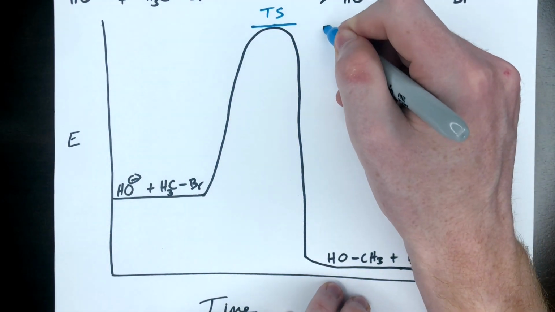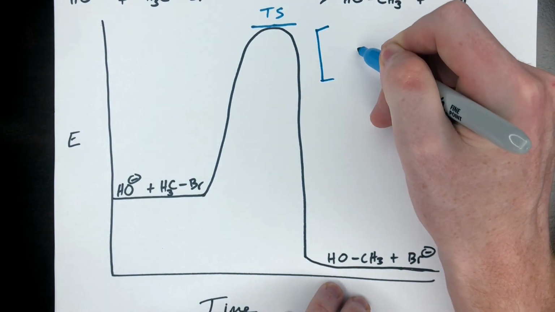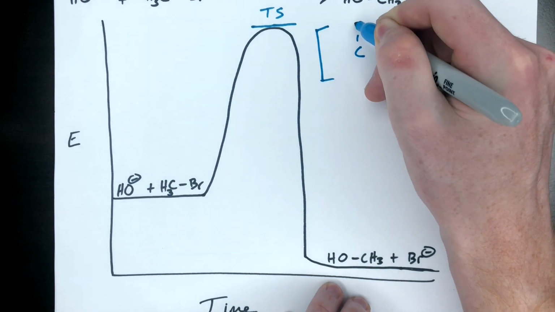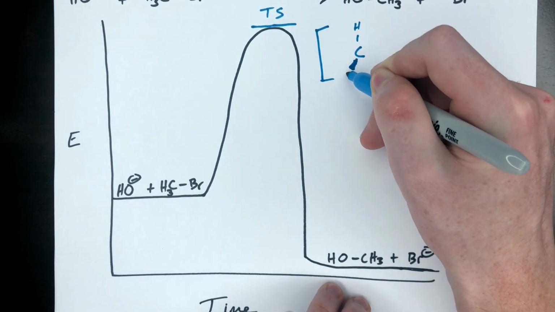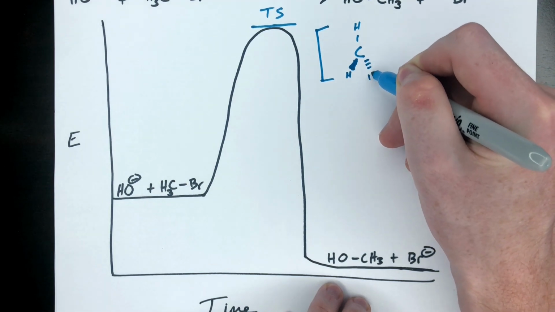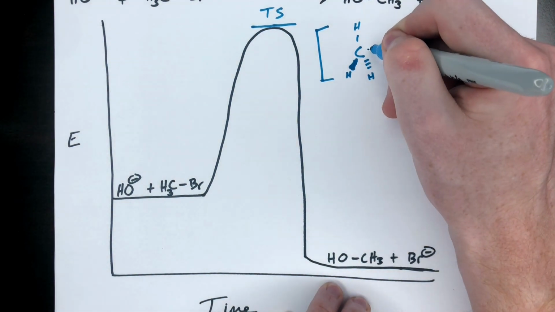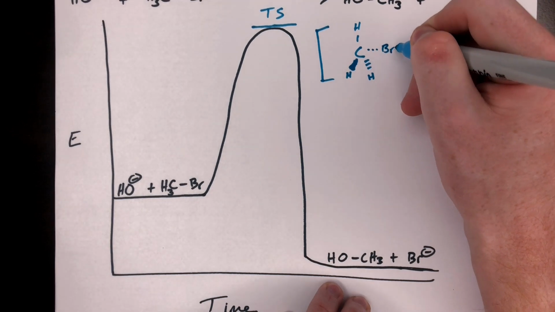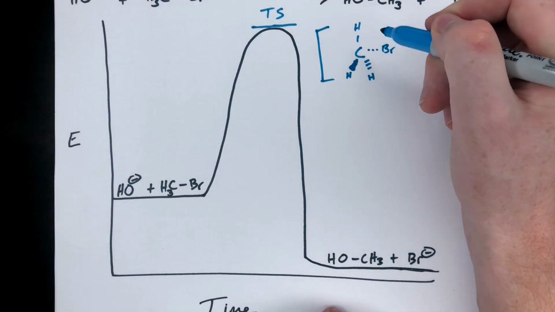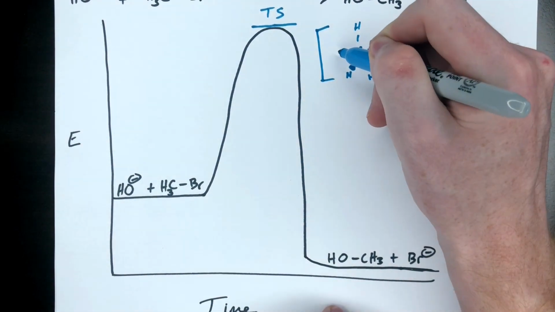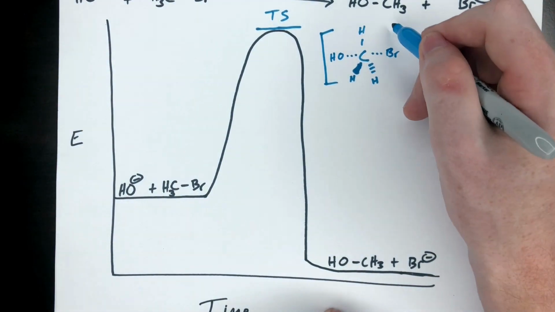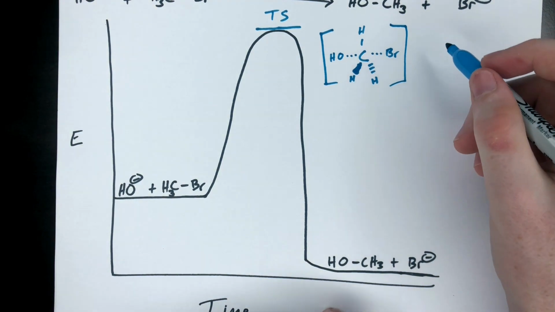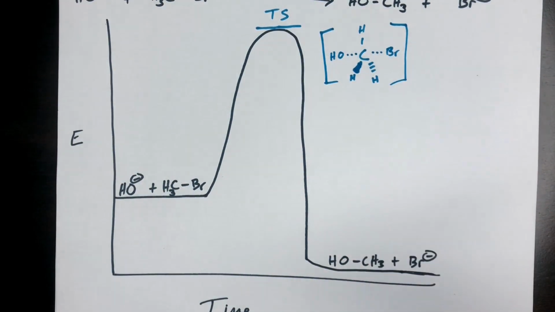So what I'm saying would be illustrated like this, where we have the carbon with the 3 hydrogens, like this. And then the bromine bond is breaking. That's what we show as this dotted line. And the oxygen carbon bond is forming. So here is our transition state that is occurring at the top of this hill.